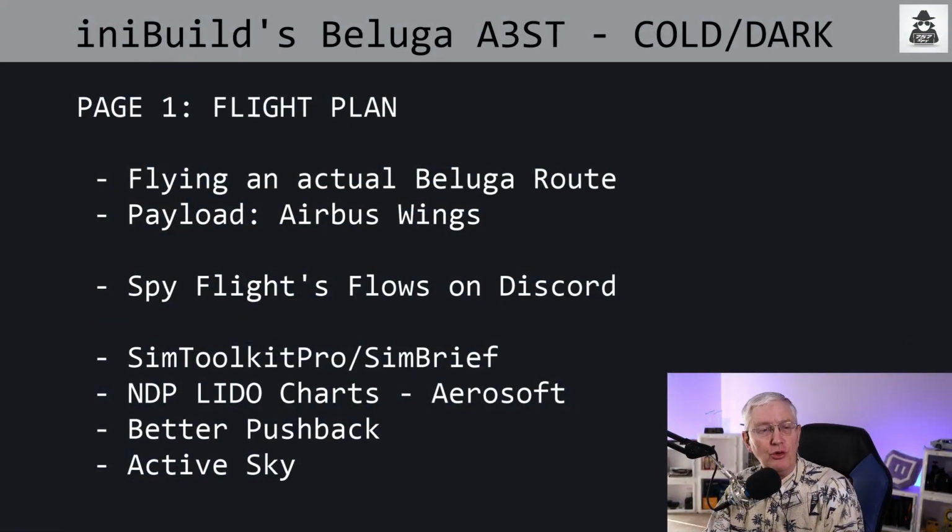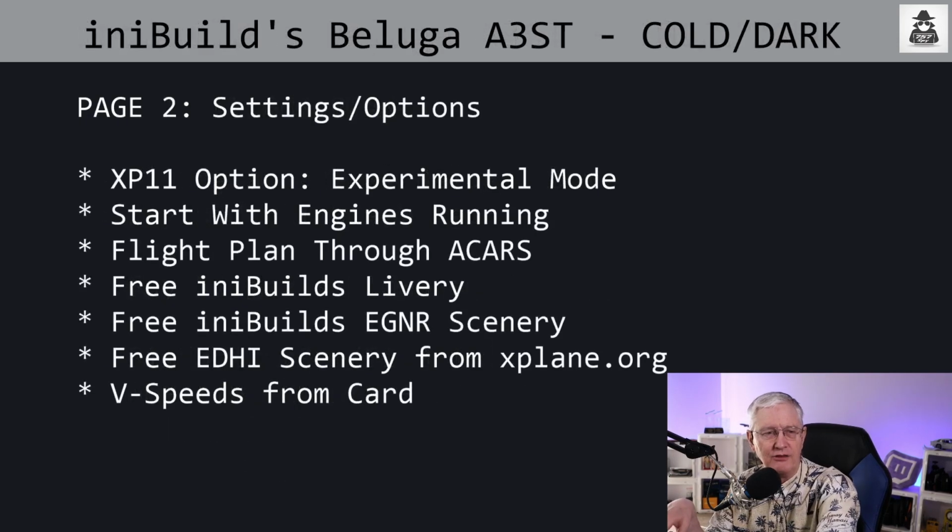Some tools that I'm using here: I'm using SimToolkit Pro and SimBrief. I'm using the NDP Lido charts from Aerosoft, and I'm also going to use some charts from Navigraph too, to give you an idea of how different they look. I'm using Better Pushback for this, and I'm also using Active Sky. So those are some of the add-ons. SimToolkit Pro and SimBrief are both freeware. Lido charts from Aerosoft and also Navigraph are payware. Better Pushback is freeware, Active Sky is payware.